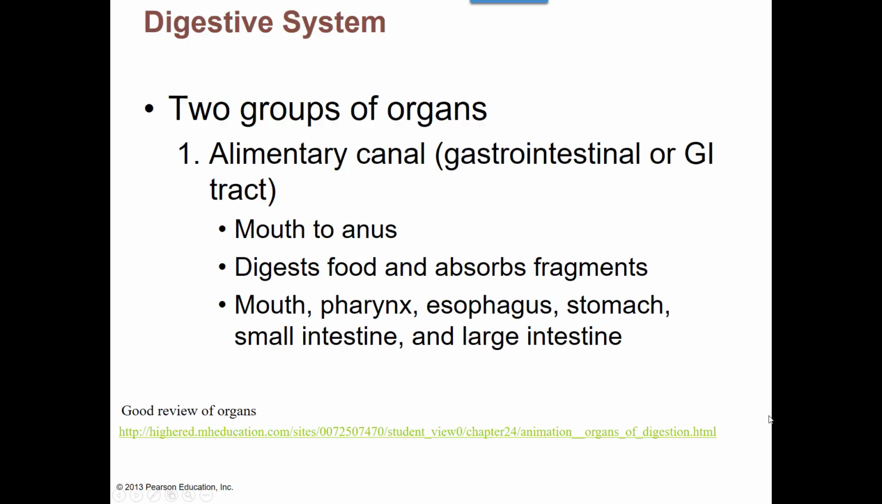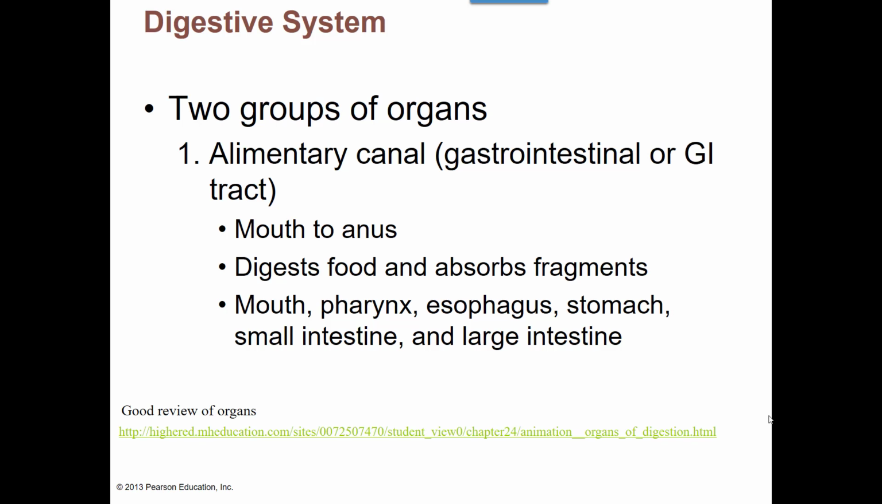Now, the digestive system itself is put into two groups of organs. The alimentary canal, also known as the gastrointestinal tract, or sometimes we just shorten it to the GI tract. This runs from your mouth down to your anus. This is where the food is actually traveling through. It helps digest food, it helps absorb the fragments of your food into the bloodstream. It includes the mouth, the pharynx, the esophagus, the stomach, the small intestine, and the large intestine. So that whole kind of tube that goes all the way down.